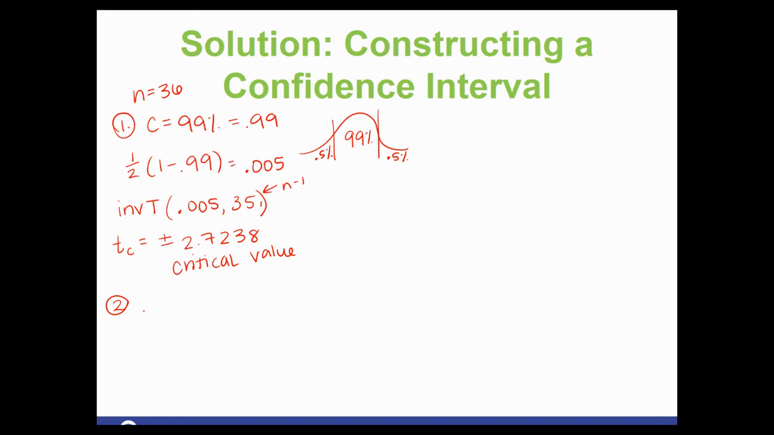And then our next step is finding that margin of error piece. So we've got our formula. Plug in the positive critical value, our standard deviation over the square root of our sample size. We solve and get 1.0850 when we round it off to 4 decimals. This is your margin of error.